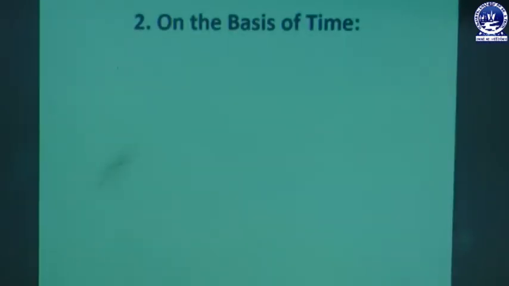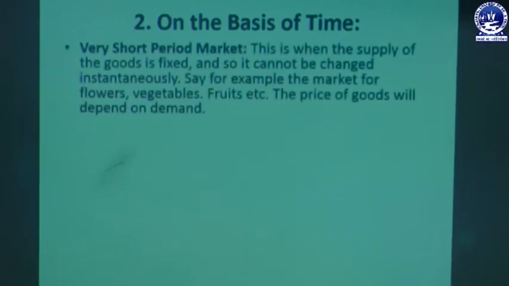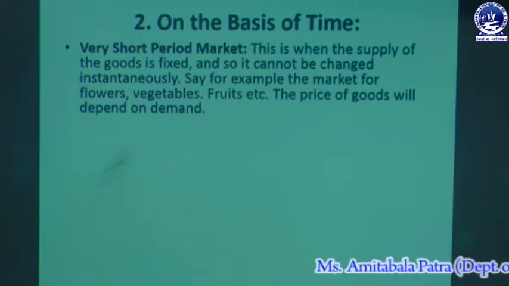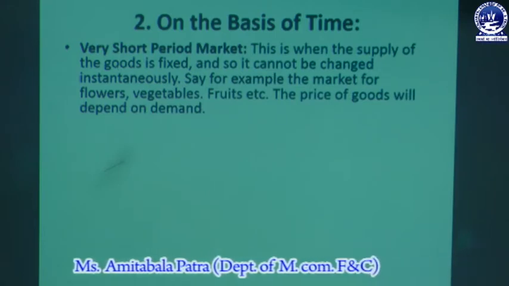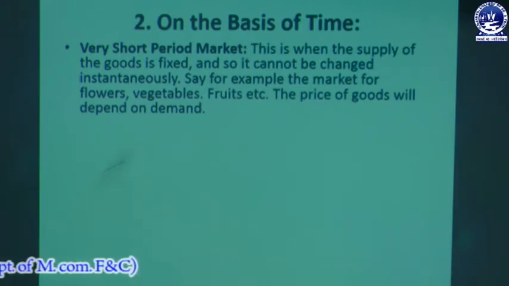If we see on the basis of time, as we have said already, the market could be a very short period market. This is when the supply of the goods is fixed, so it cannot be changed instantaneously. For example, the market for flowers, vegetables, fruits, etc. The price of goods will depend on the demand of these products, and these products have a very short life. So they are termed very short period market, and these also include perishable goods which will last for a very short period of time.